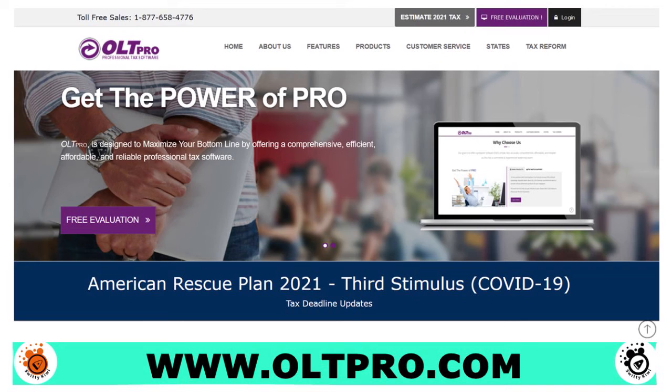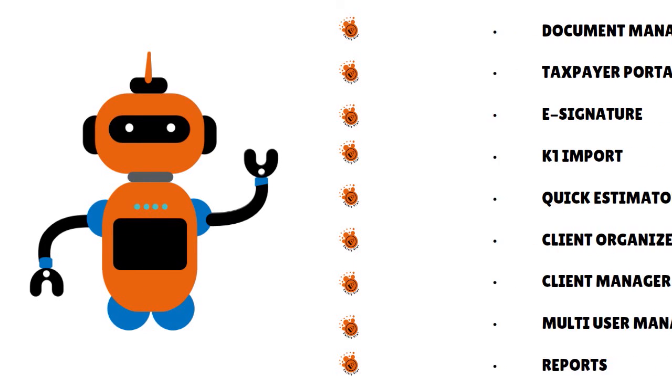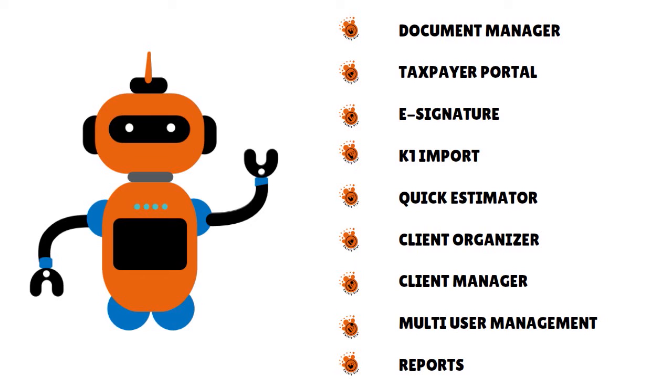So here are some features that we love when we analyze the OLTPro software. So you have the document manager. You have the taxpayer portal that is fully automated. You have the e-signature. This is really good. You have the K-import.